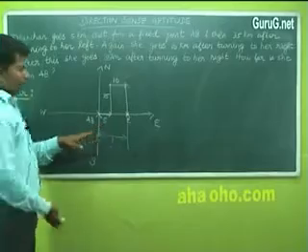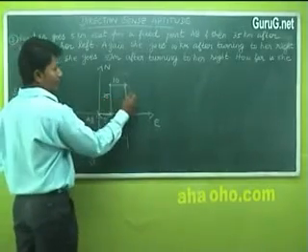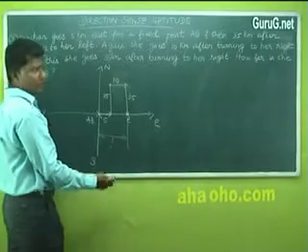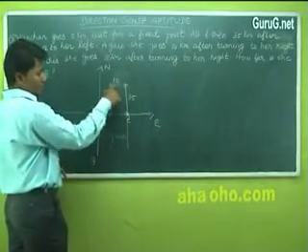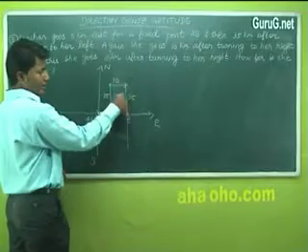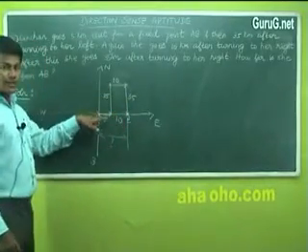If this is 5, what is this distance? 35. This is also 35. So opposite sides are equal. If these two are 35, this must be 10. It looks like a rectangle, isn't it?